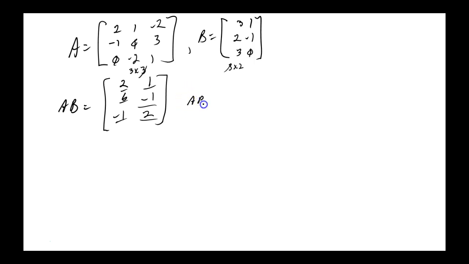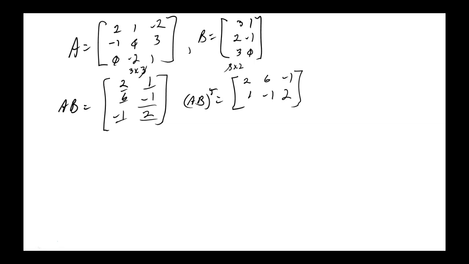Next thing we're going to do is transpose that product. So AB transpose is going to be what size? 2 by 3. And what would be the entries? Okay. All right, we've done that.